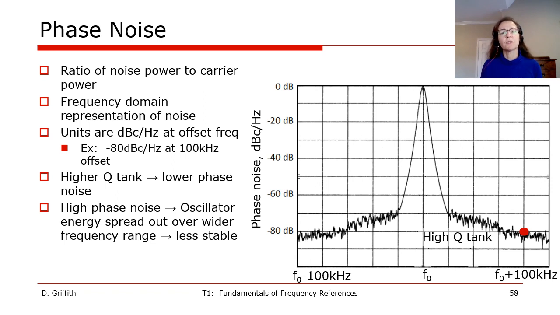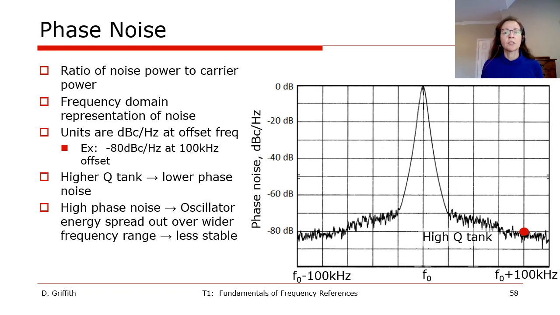An example phase noise plot is shown to the right, where the x-axis is frequency and the y-axis is the signal normalized to 0 dB. Units for phase noise are in dBc per hertz, and it's referred to an offset frequency. So in this plot, an example would be that the phase noise is minus 80 dB at 100 kilohertz offset, as shown by the red dot.